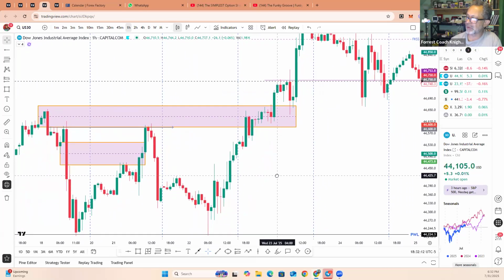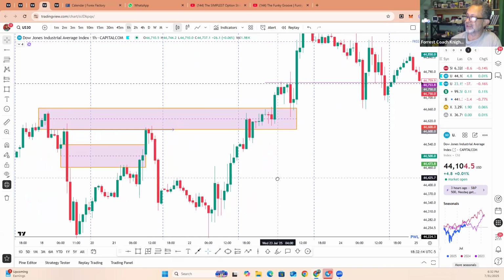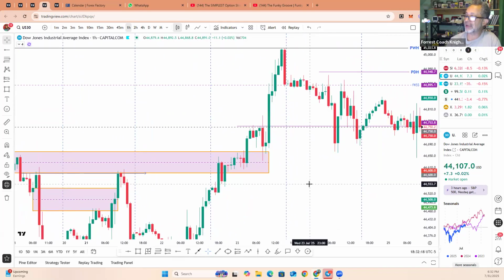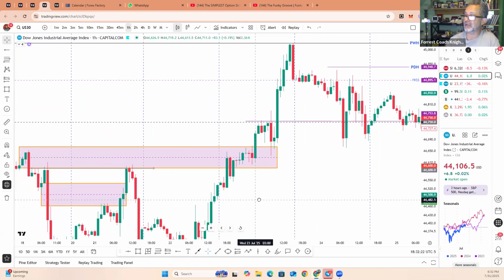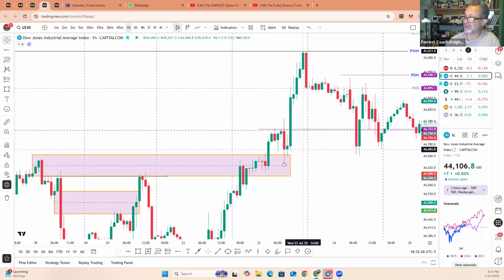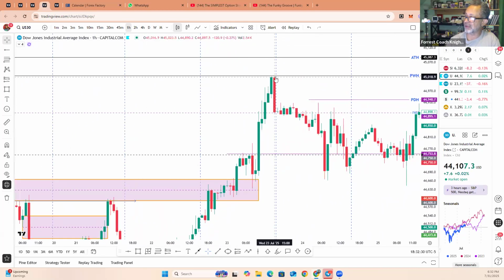This is just like, okay, what does price do? It does the same crap, excuse the language, over and over and over again. It broke these equal highs. It came up here, came back and bounced off of them. And then it took off and created another equal high, right?